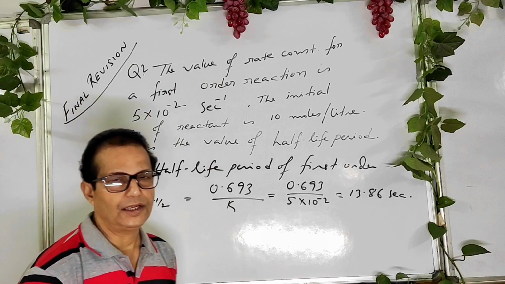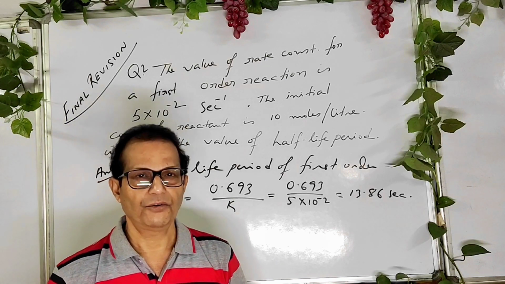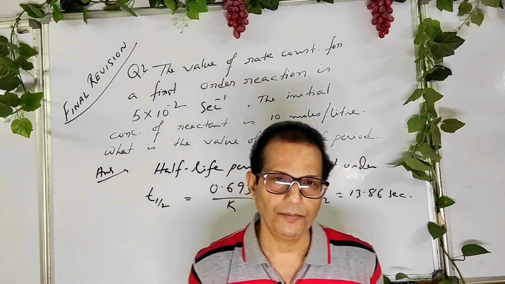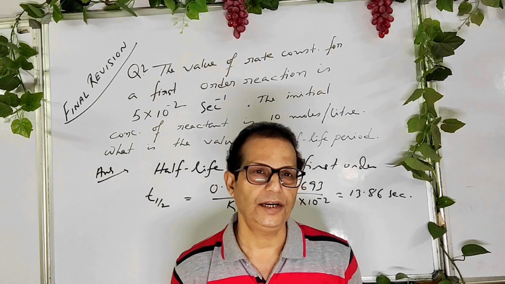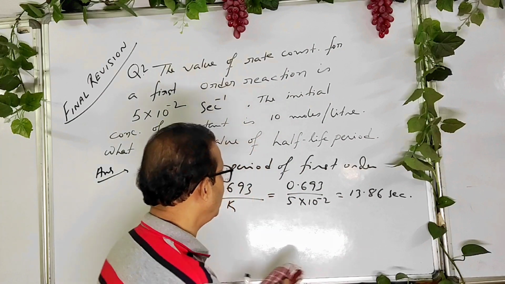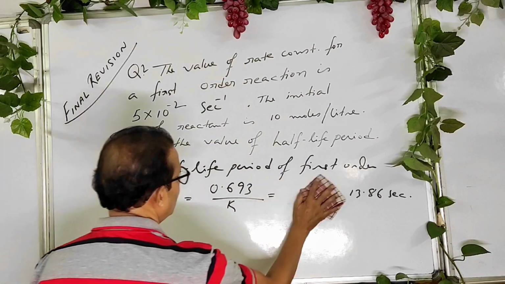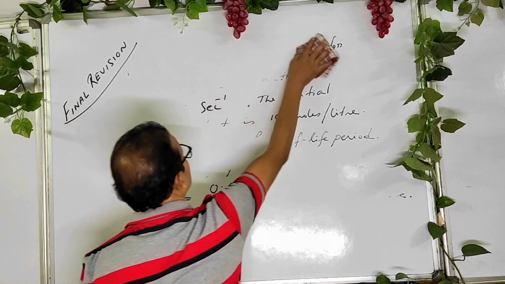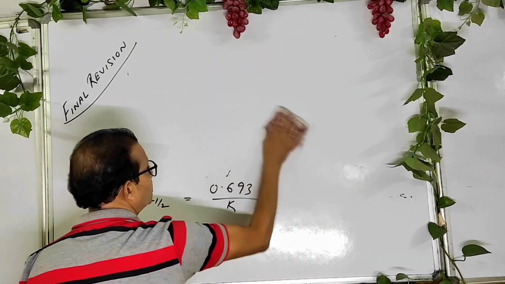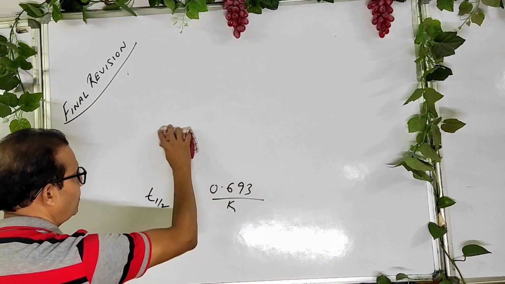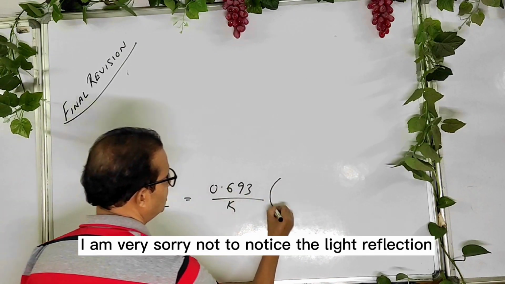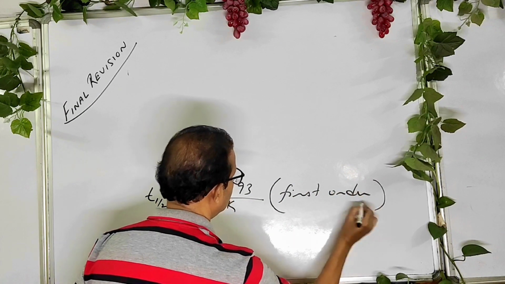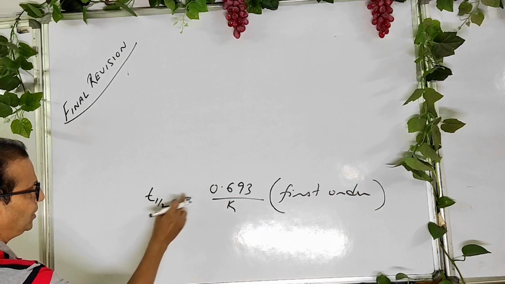So remember it, you will get one question from zero order reaction or one question from first order reaction relating to half-life period. So remember the main two formulas for half-life period. This is my direct classroom pattern, okay. So go with me. This is for first order reaction, the half-life period this.